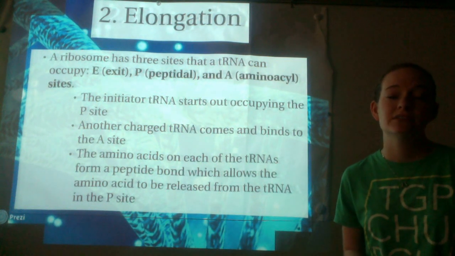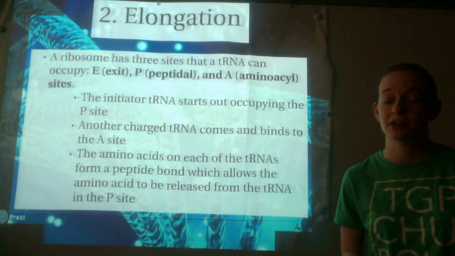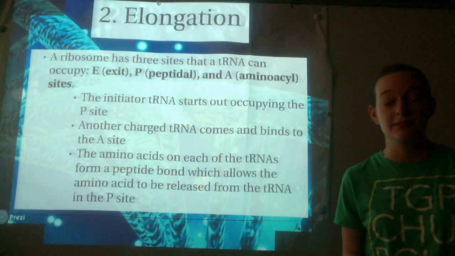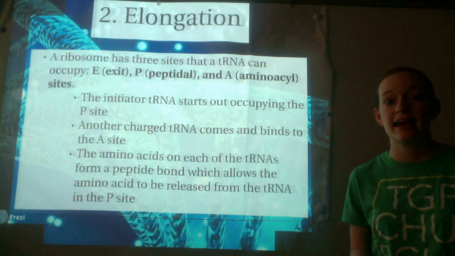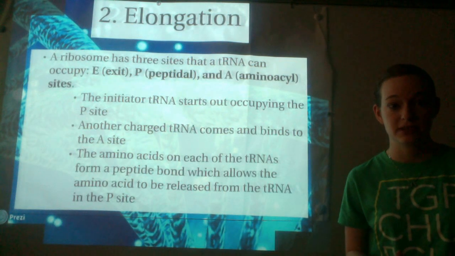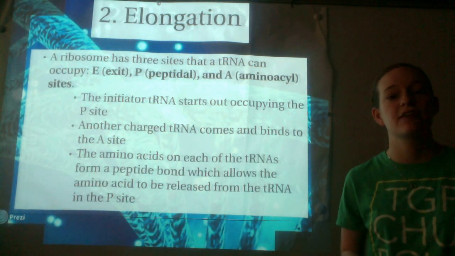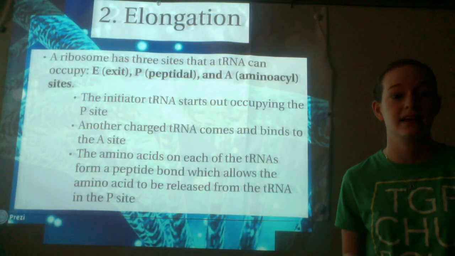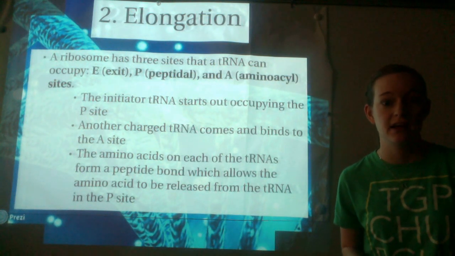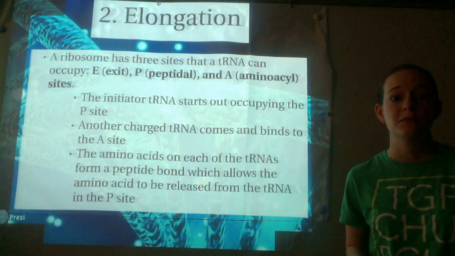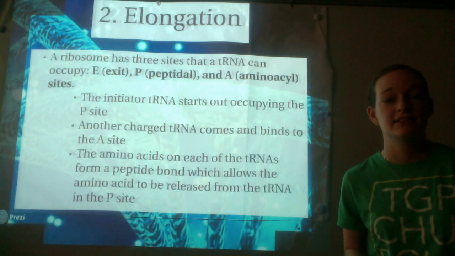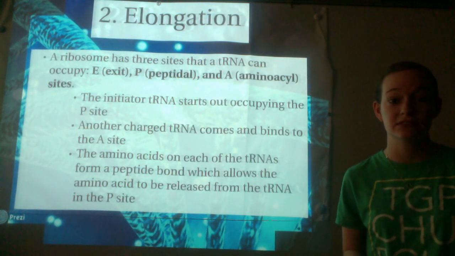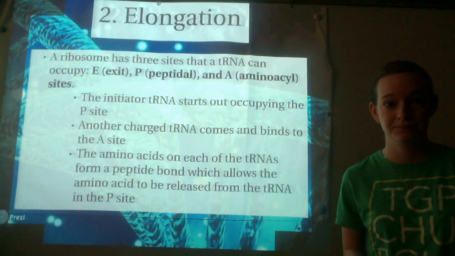Elongation. A ribosome has 3 sites that tRNA can occupy: E site, which is exit, P, which is the peptidyl, and A, the amino acyl sites. The initiator tRNA starts out occupying the P site. Another charged tRNA comes and binds to the A site. The amino acids on each of the tRNAs form a peptide bond, which allows the amino acid to be released from the tRNA in the P site.